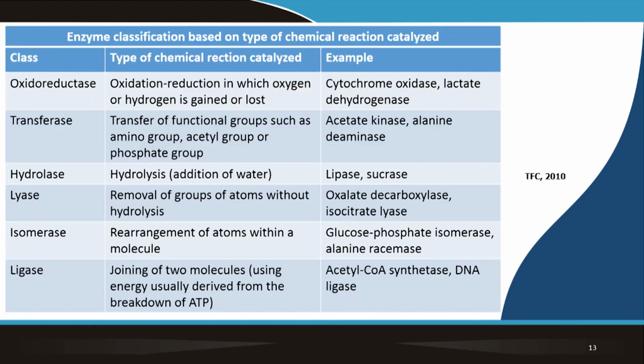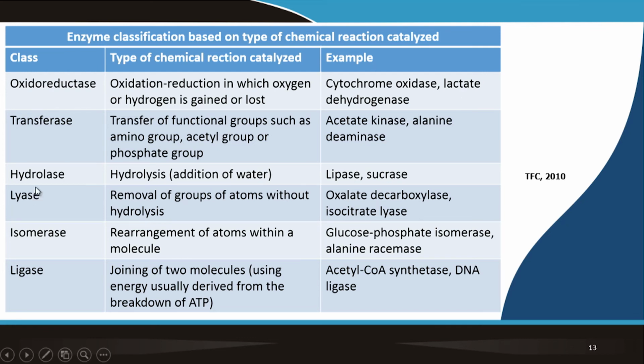So let's just come to that directly. So here we have 6 classes. The first one is oxidoreductase. It participates in oxidation reduction reactions in which either an oxygen or hydrogen is gained or lost. And 2 examples are shown over here, cytochrome oxidase and lactate dehydrogenase. Now, as the names suggest, cytochrome oxidase helps in adding an oxygen to the substrate, and lactate dehydrogenase helps in removing a hydrogen from the lactate molecule. So that's lactate dehydrogenase.